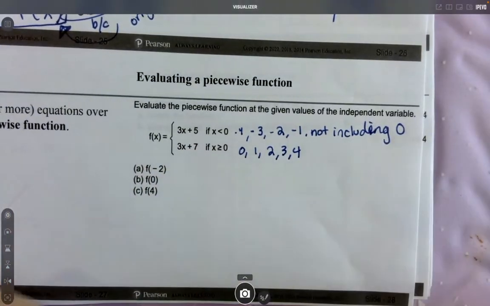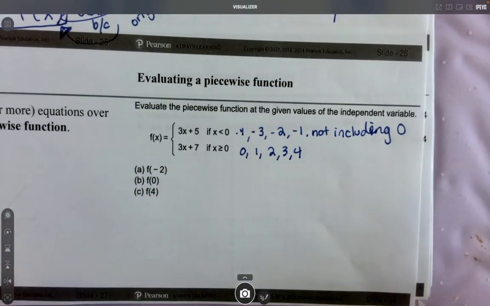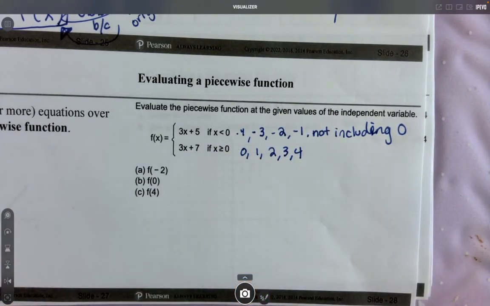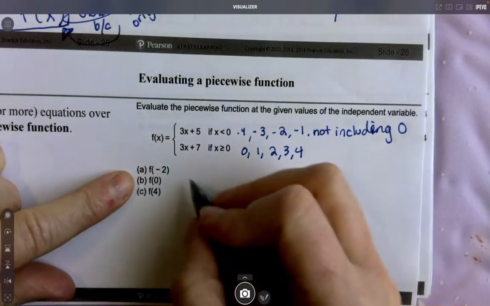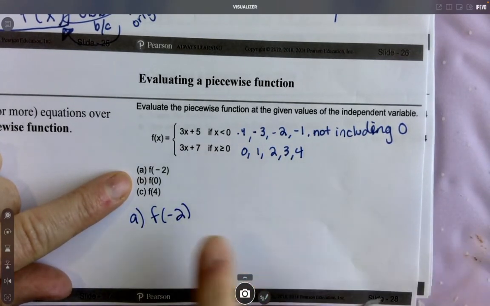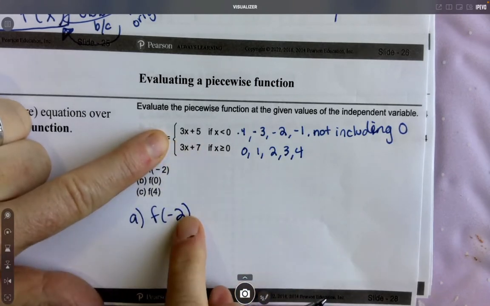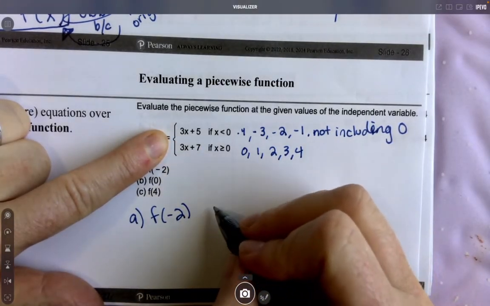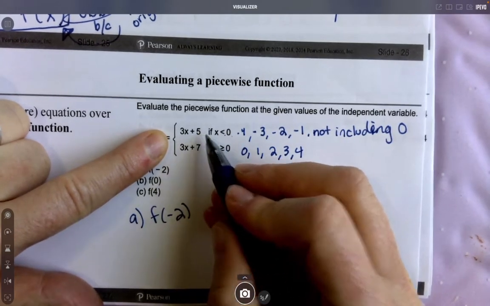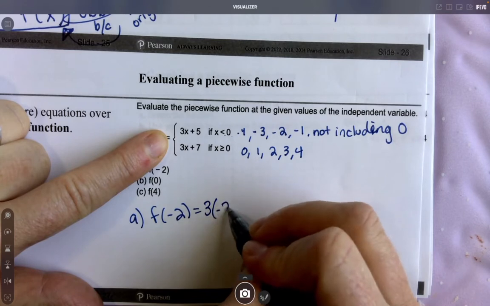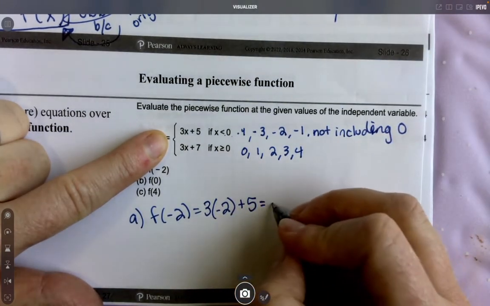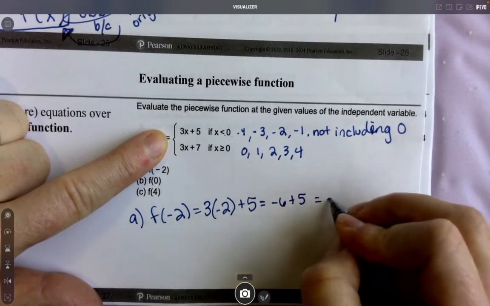So we have basically two different equations, and you've got to look at the x values, and when x is in a certain range, you use a specific equation. So for A, f of -2, we are going to use this one. When x is -2, x is less than 0, so this is the function we're going to use. 3 times -2 plus 5. So that'd be -6 plus 5 equals -1.